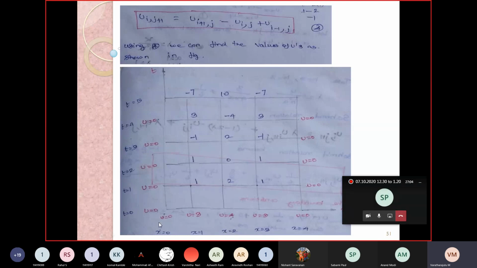Take your calculator. How can we find the unknown? And what was the relation? On the same page itself I have given the relation, that is u(i+1, j) minus u(i, j) plus u(i-1, j). This is the point I am going to find the unknown. And what are the parameters I need to consider? I need to consider u(i-1, j) minus u(i, j) plus u(i+1, j). And therefore 0 minus 3 plus 4.